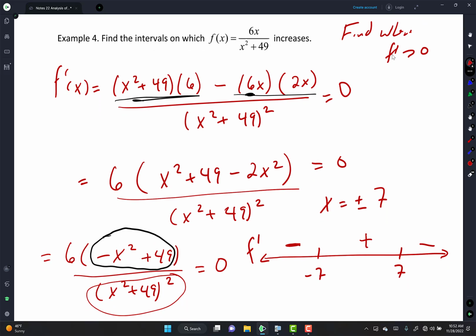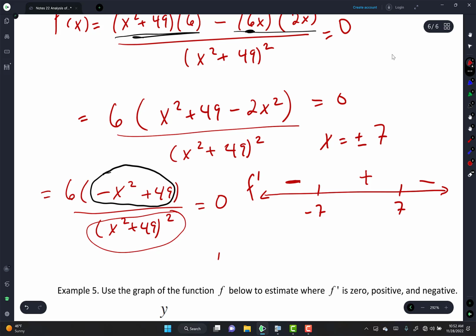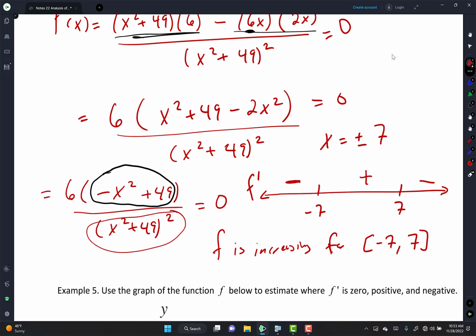So where am I increasing? Between negative 7 and 7. Perfect. You're going to say f is increasing for negative 7 comma 7. You can put it in brackets or you can put it in parentheses, because it starts increasing at negative 7 and then it stops increasing at 7.